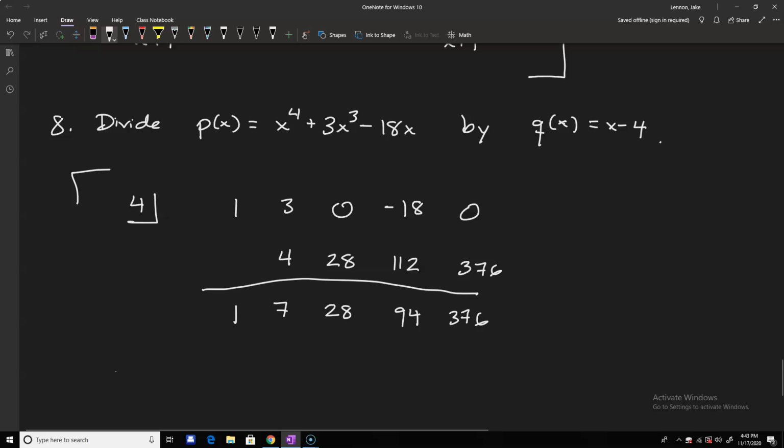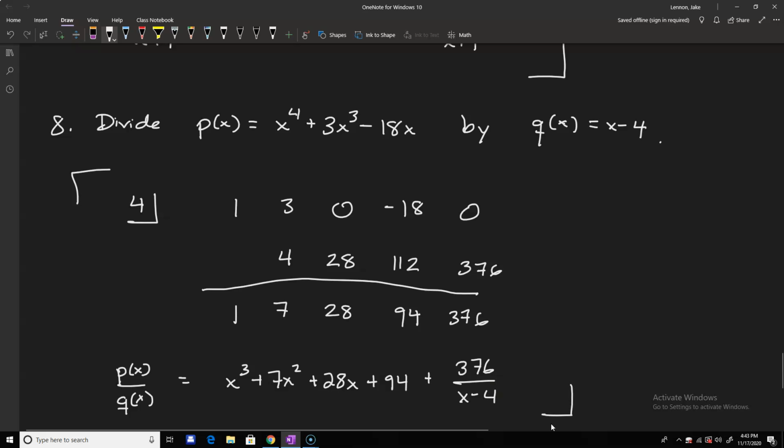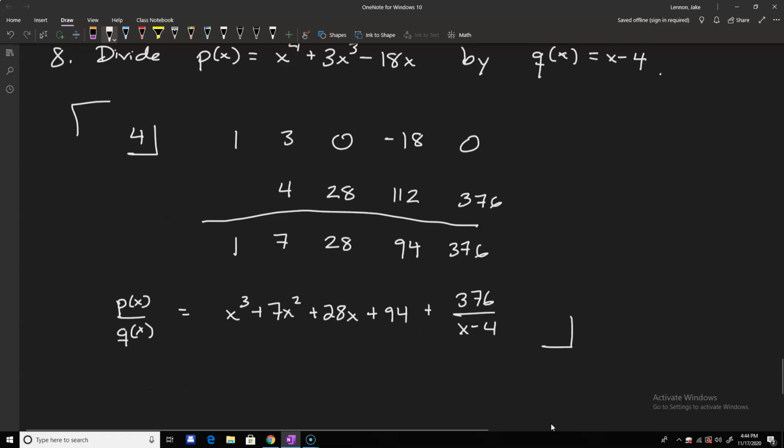And again, we could see this as p of x, that polynomial, divided by q of x is equal to what? It's equal to, let's see, remainder constant 1, 2, 3. So we start with x cubed plus 7x squared plus 28x plus 94, and then plus our remainder 376, which is being divided by q of x, or x minus 4. So that's it for that division problem.